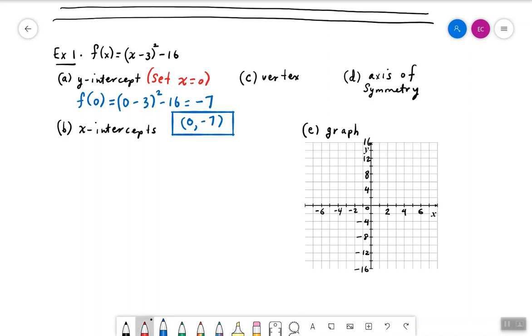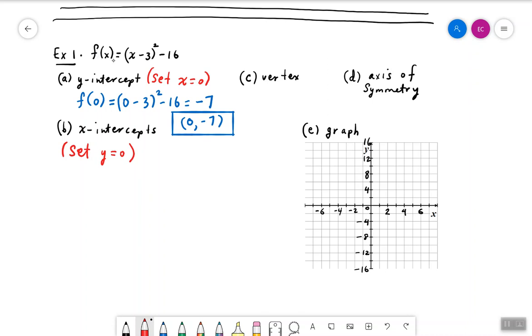Okay, so if we want to find the x-intercepts, the process should be similar. We should set y equal to 0 and solve for x. And of course, where is y in our formula? Y is f of x. So in the formula, f of x gets replaced by 0.